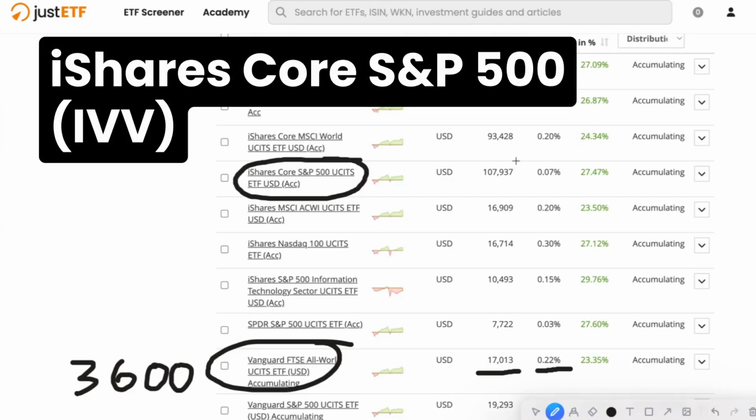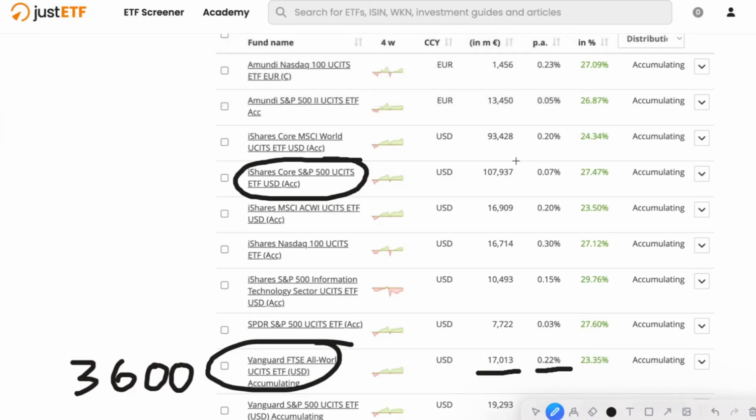Then moving on to the iShares Core S&P 500 or IVV. This is one of the top 10 ETFs in the US as measured by assets under management. 107 billion in fund size, 503 companies included, 0.07% annual fee, and accumulating. Accumulating means dividends will be reinvested instead of paid out, leading to a bigger compound effect.